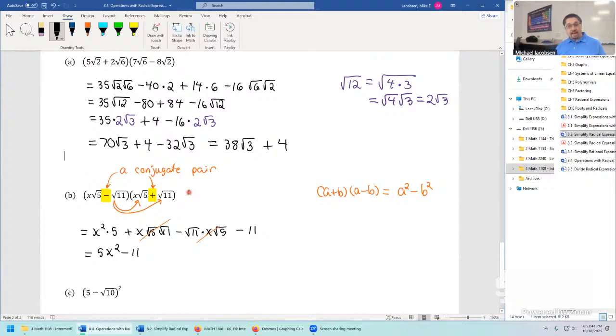So again, then we're going to come back to this conjugate pair when we go into section 8.5, simplifying square roots in the context of division. But for the moment, it's kind of a neat trick. It's a way to vanish square roots when they occur.